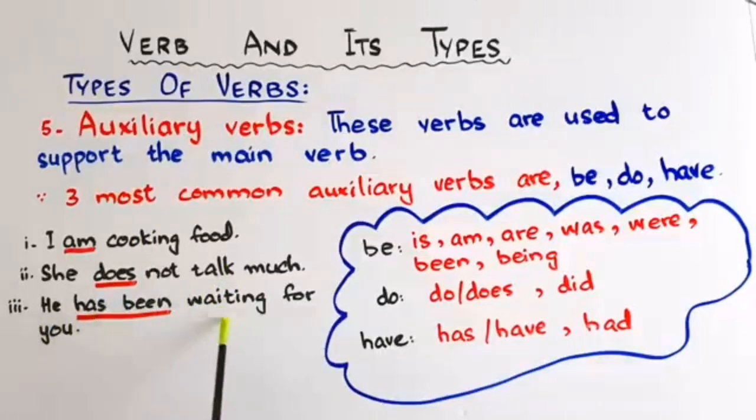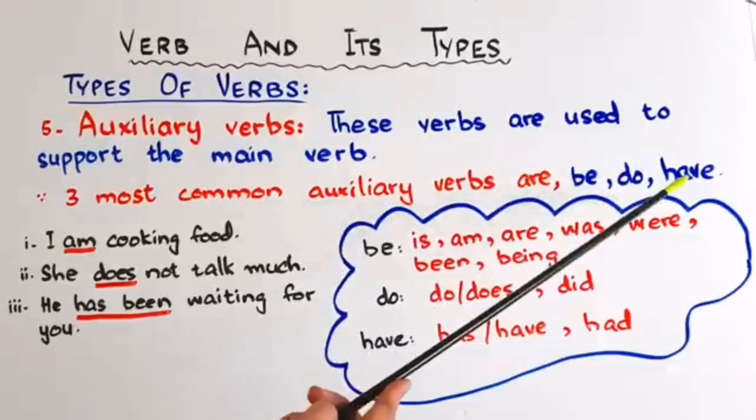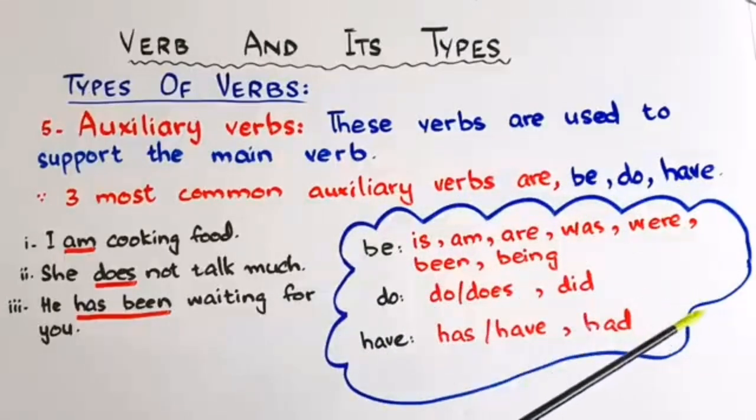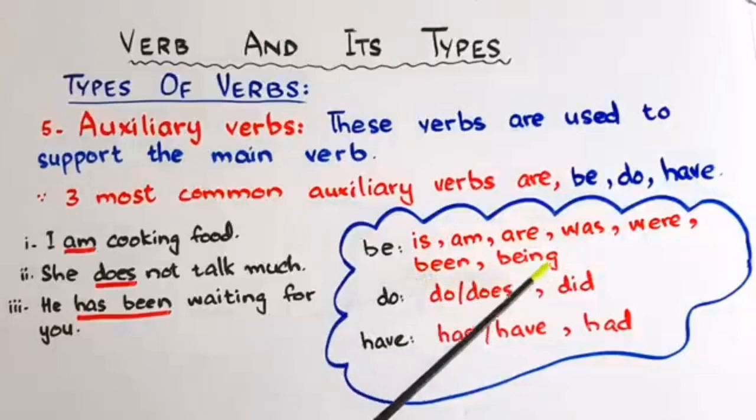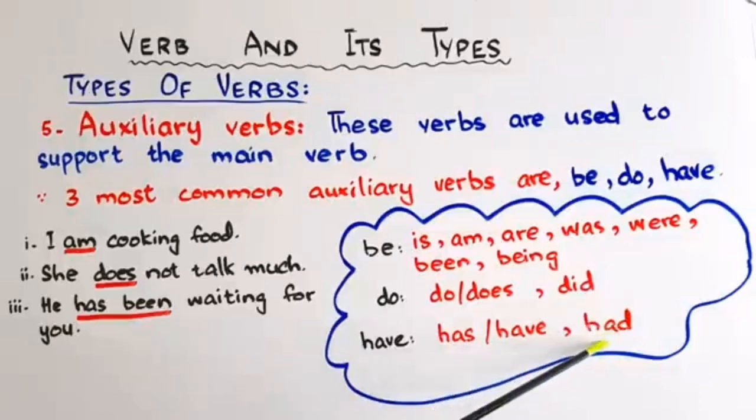He has been waiting for you. Again, the verb has been is supporting the main verb waiting. The three most common auxiliary verbs are be, do, and have in their different forms. The different forms of verb be are is, am, are, was, were, been, and being. Different forms of verb do are do, does, and did. And then we have the verb have in its form has, have, and had.